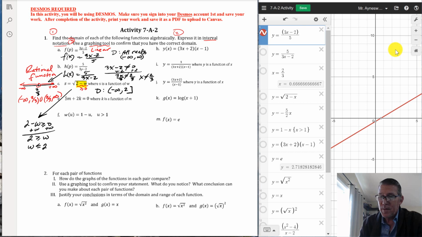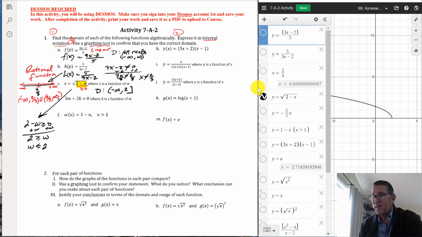Now why is that? So let's enter it in. I'm going to turn off the first function here. Now y equals the square root of 2 minus x is the same function as this. So I switched from s to y, and I switched from w to x, so I can use Desmos. So let's go ahead and take a look at this graph here.